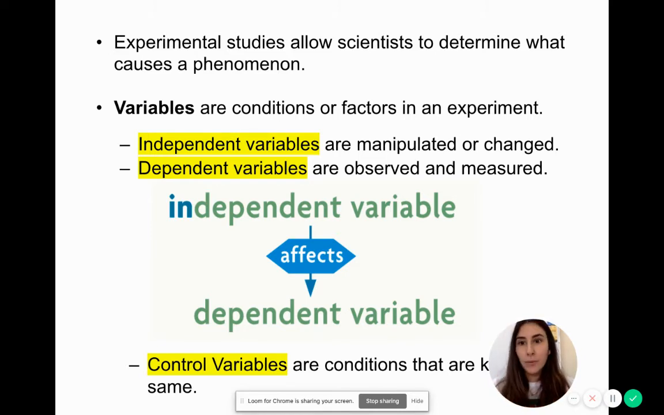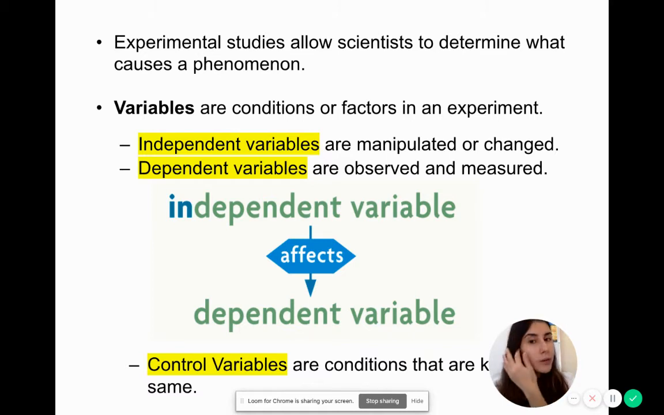And in order for an experiment to be considered valid, you need to change only one thing, okay? If you start changing more than one independent variable, that's going to cause a lot of confusion in terms of what caused the results. So that is why it is very important to only have one independent variable only.